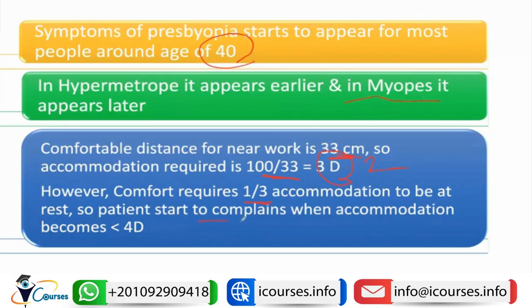So a patient will start to complain when his accommodation becomes less than 4 diopters, because he will use 3 diopters of accommodation and 1 diopter as a reserve. As he gets older, he will start to have fewer diopters of accommodation, and he will be forced to use his reserve accommodation, and this is when the patient starts to complain.